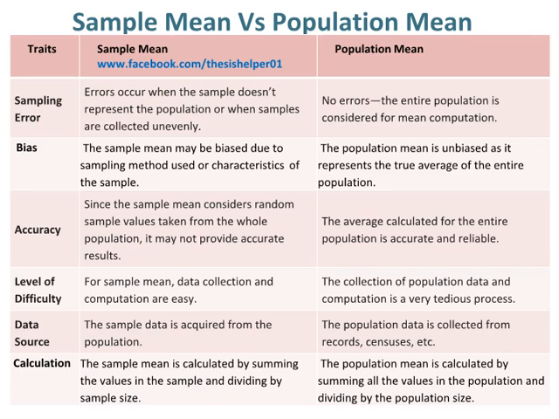For sample mean, data collection and computation are easy. Whereas, the collection of population data and computation is a very tedious process. The sample data is acquired from the population, whereas, the population data is collected from records, censuses, etc. The sample mean is calculated by summing the values in the sample and dividing by the sample size. Whereas, the population mean is calculated by summing all the values in the population and dividing by the population size.